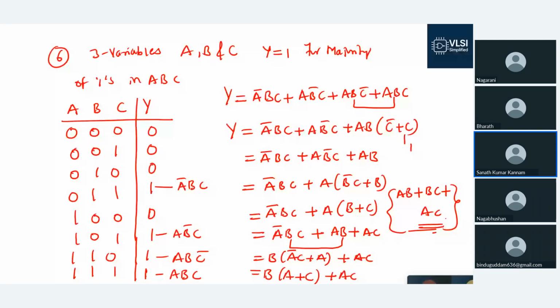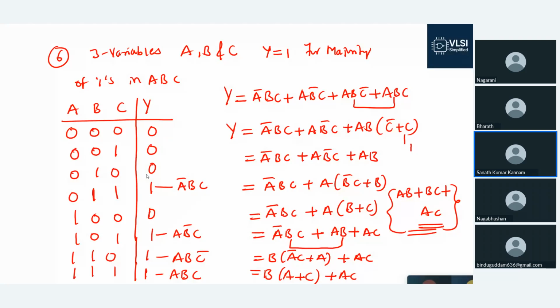In the adder also you will get the expression for the carry out. This is nothing but majority of ones being 1, which means 2 out of 3 logic. So at least 2 ones being 1 means the output is 1. So this is nothing but 2 out of 3 logic.